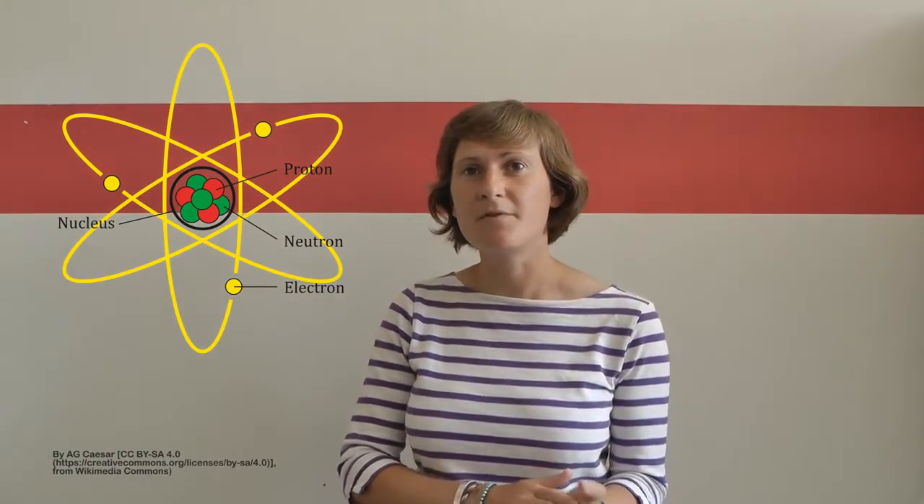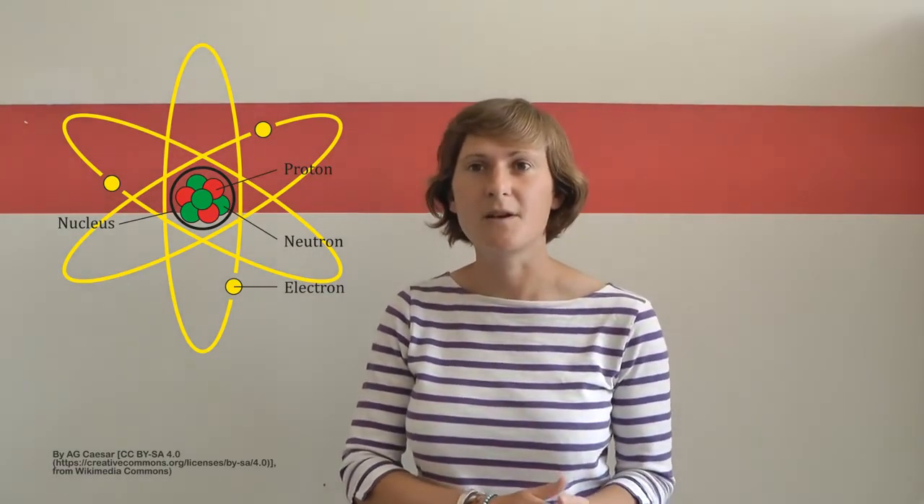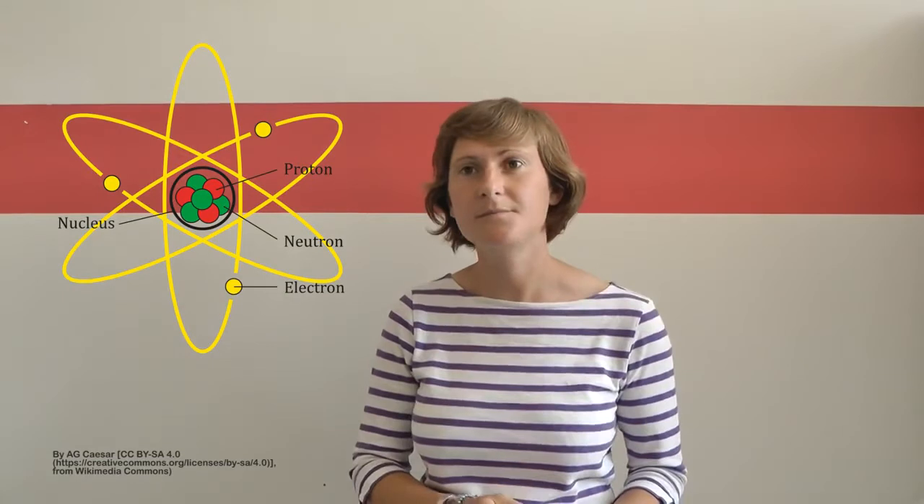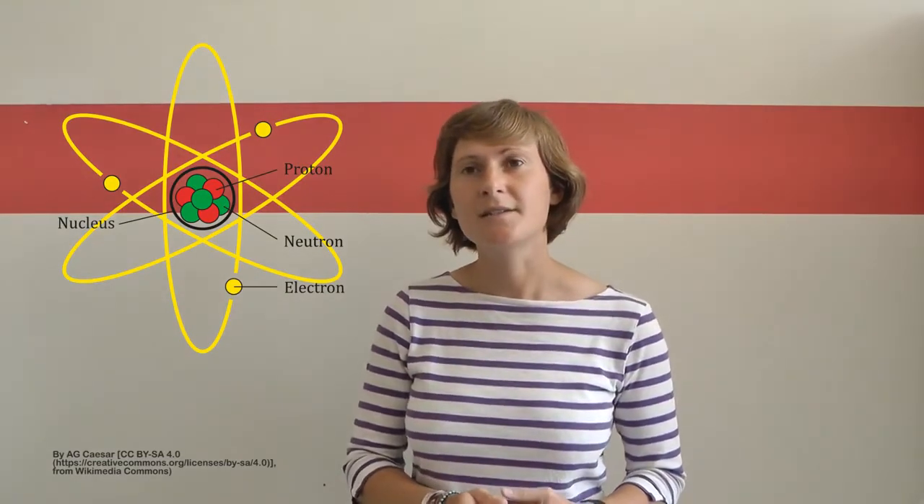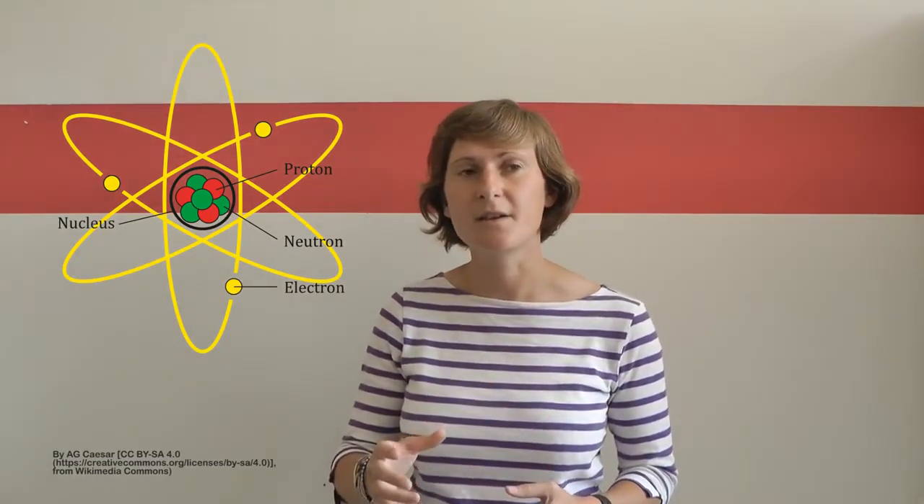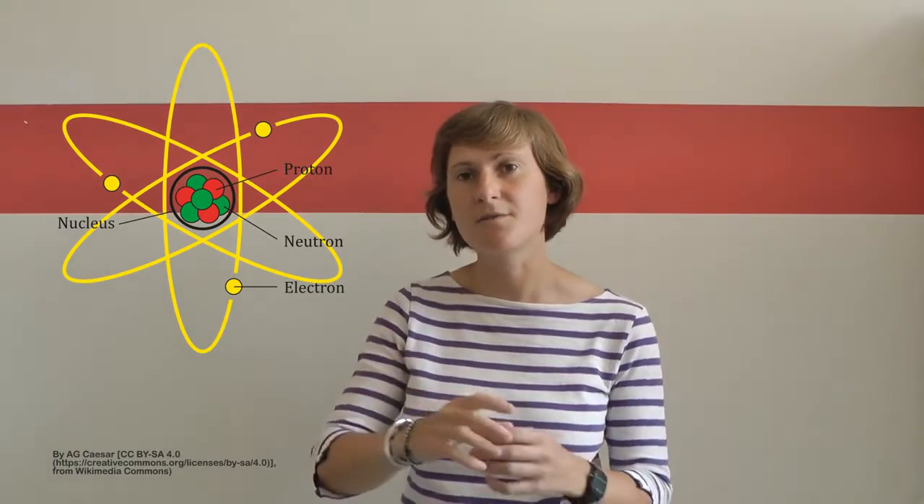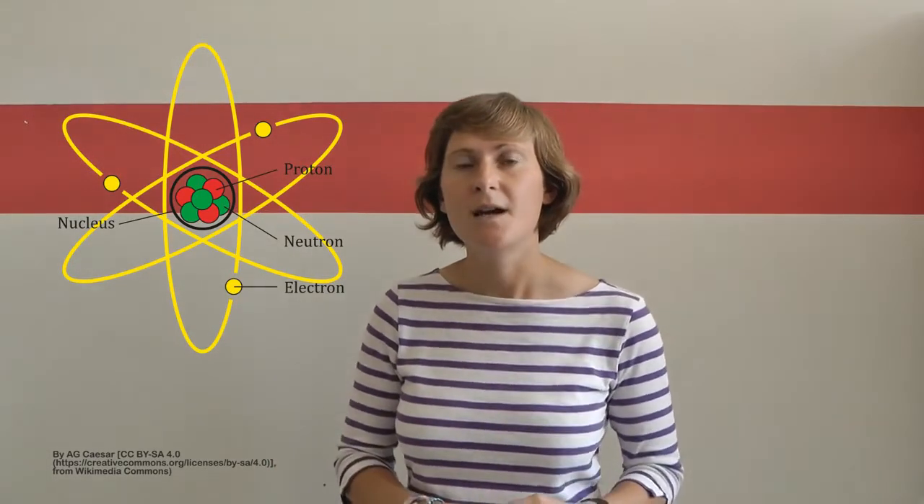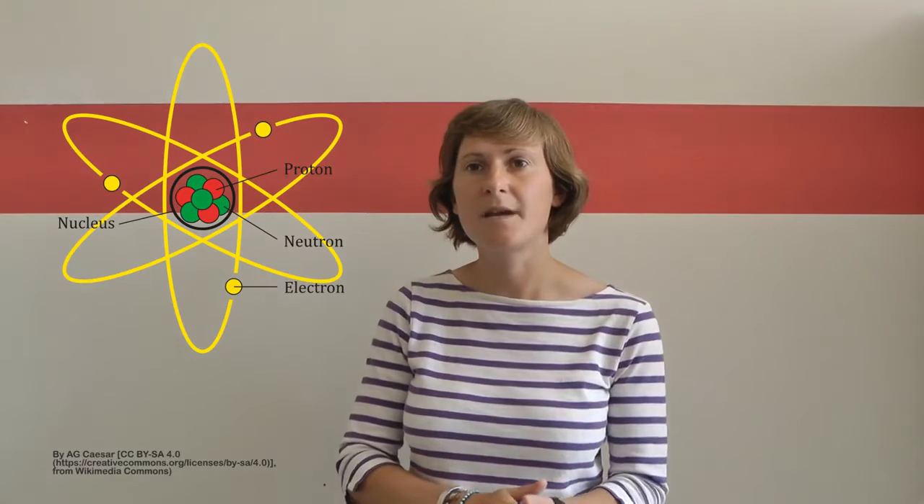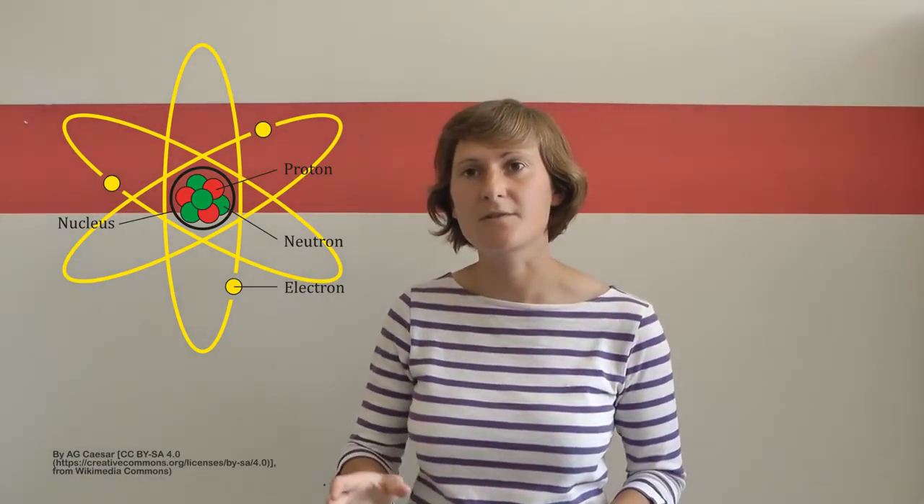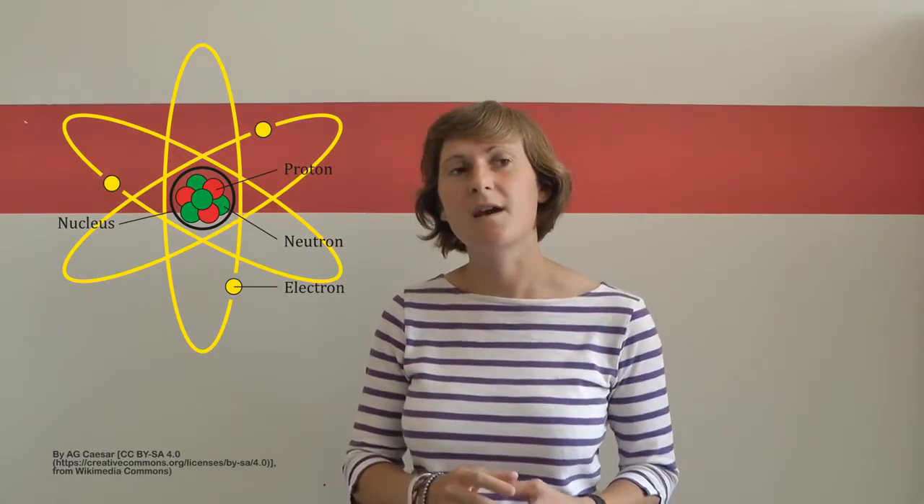So each element from the periodic table of elements, for example, oxygen, carbon, iron, hydrogen, has different kinds of atoms in it. So each element has one kind of atom, and they're all different from other elements. And atoms in elements are made up of different numbers of protons, neutrons, and electrons. This is what gives elements their different chemical properties.